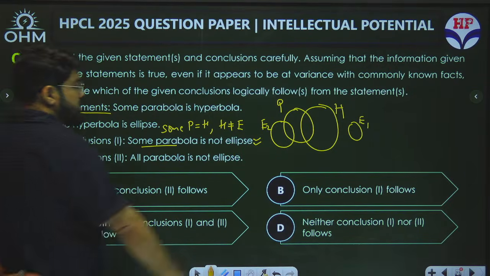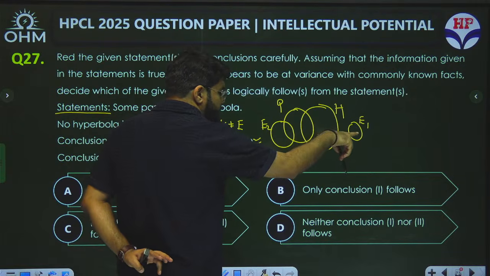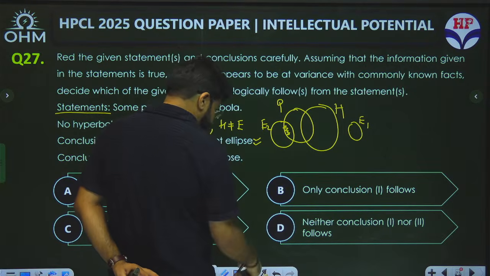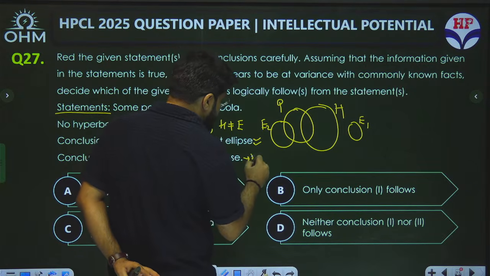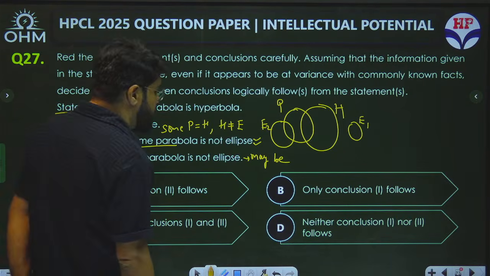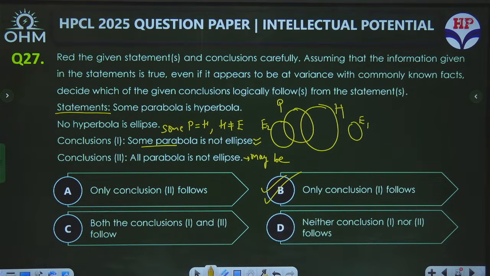Conclusion 2, all parabola is not ellipse. No, that we cannot say. As per first possibility, all parabola is not ellipse. But as per second possibility, some of the parabola may be ellipse. So this is again a maybe chance and maybe is never a conclusion. So only conclusion 1 follows. Option number B. Only conclusion 1 will follow.